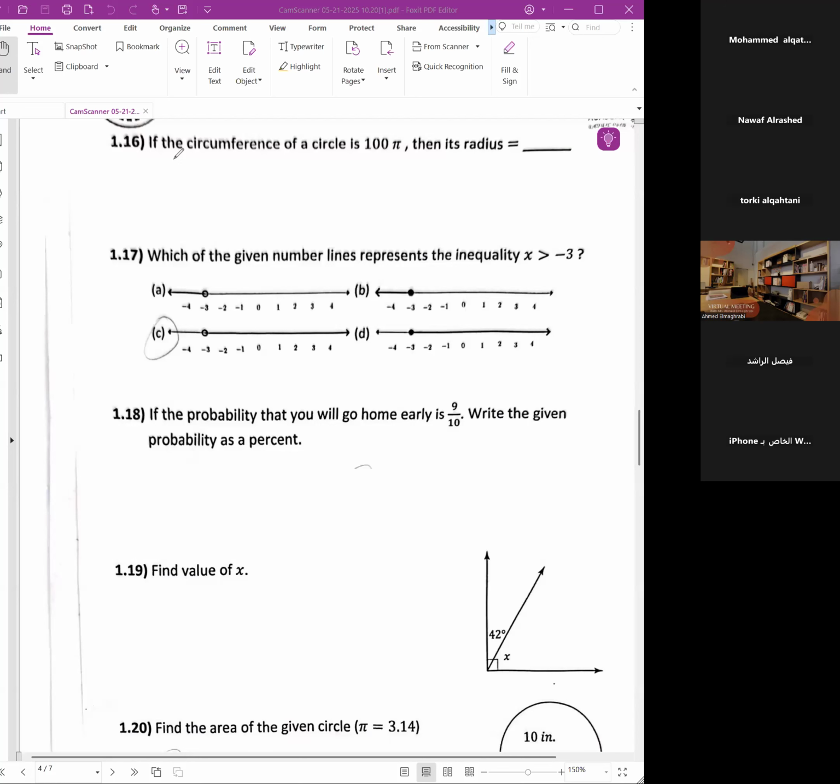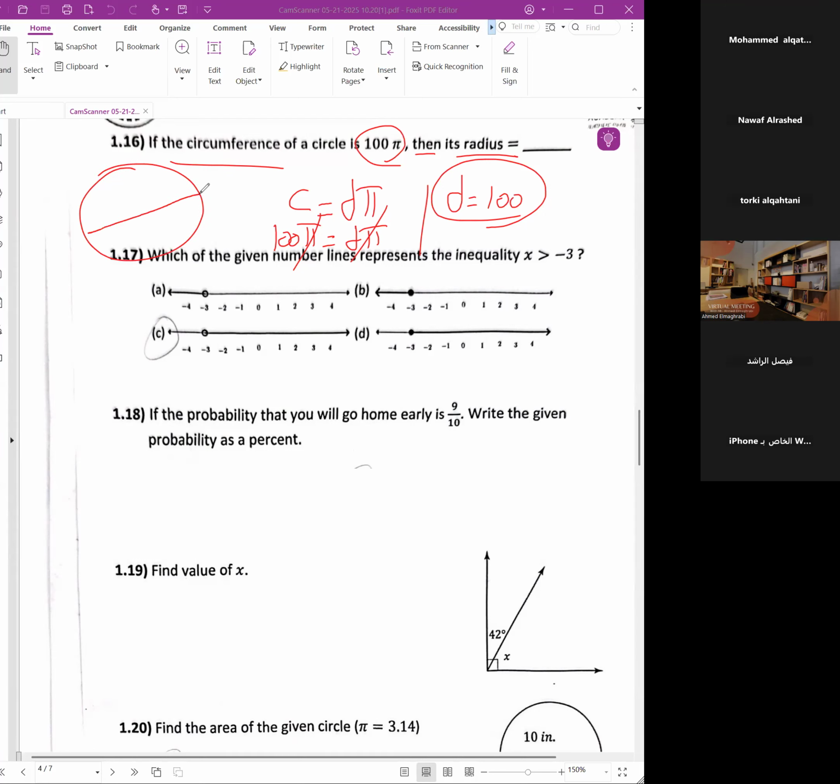Here we have a circumference of the circle that is 100 pi. Then the radius equals what? I told you before that for the circumference we have two rules. Diameter times pi. So that means 100 pi equals diameter times pi. We cancel the pi, and we get that the diameter equals 100. The radius is half the diameter. If this one is 100, then this one is 50, and this radius will also be 50.